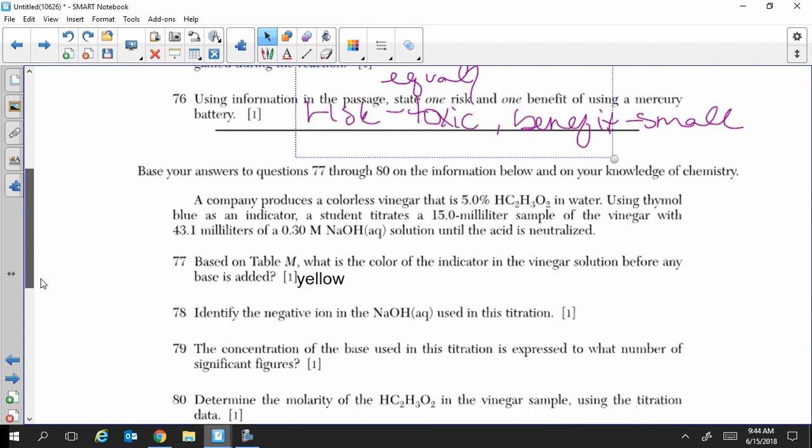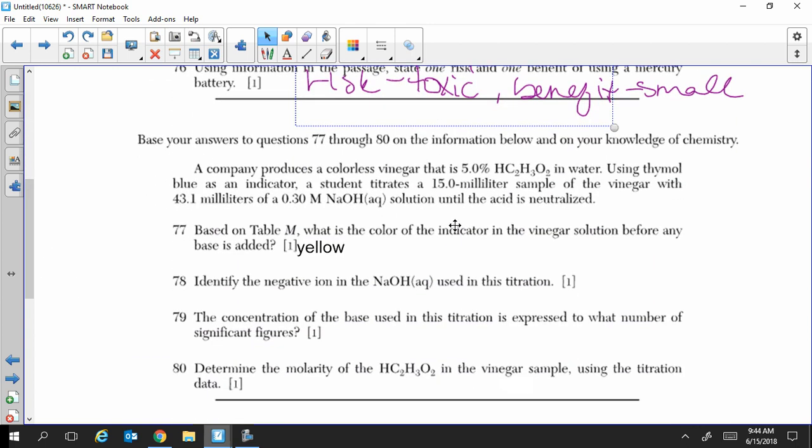All right. A company produces a vinegar using thymol blue, titrated out. What's the color? So I went to table M and I looked up what an acid is, and an acid in thymol blue would be yellow. Identify the negative ion used in this titration. So Na is a +1. I don't want that. So I want OH, and OH is hydroxide, and that's a -1. You could write out the word hydroxide ion, or you could just put OH -1.